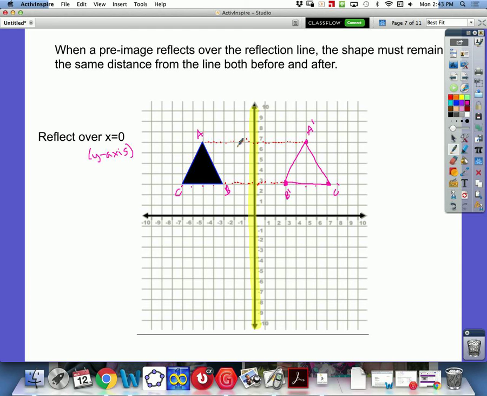So now I can see it's a reflection because B is still closest to the B, but now C is still the farthest from that C. And everything on both sides is the same distance from the axis.